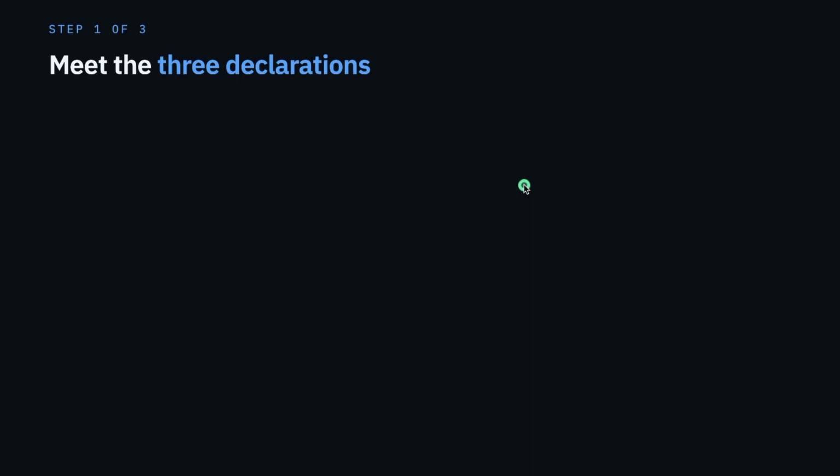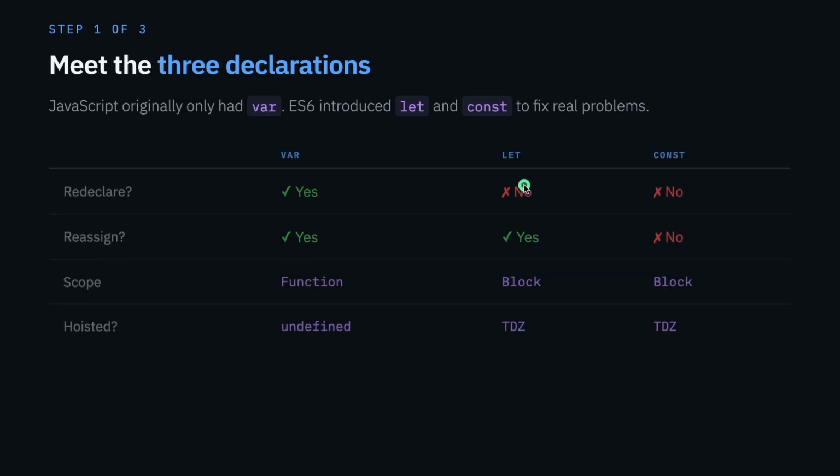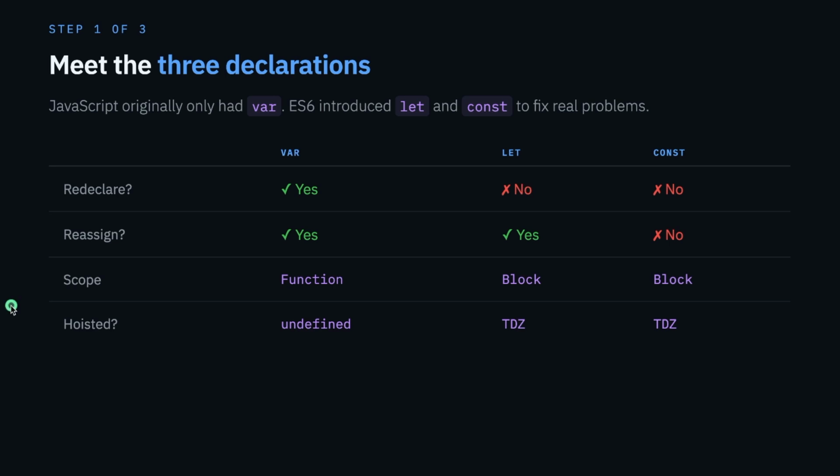Okay, let's try to get an overview of the differences between these three ways of declaring a variable. Initially, we only had one way of declaring a variable, and that was using var. But later in 2015, with ES6, we got let and const as two other ways of declaring a variable. Now let's see what the major differences between all these three are. Scope and hoisting are two different concepts, and we will explain them later in the video. For now, let's focus on redeclaration and reassignment.